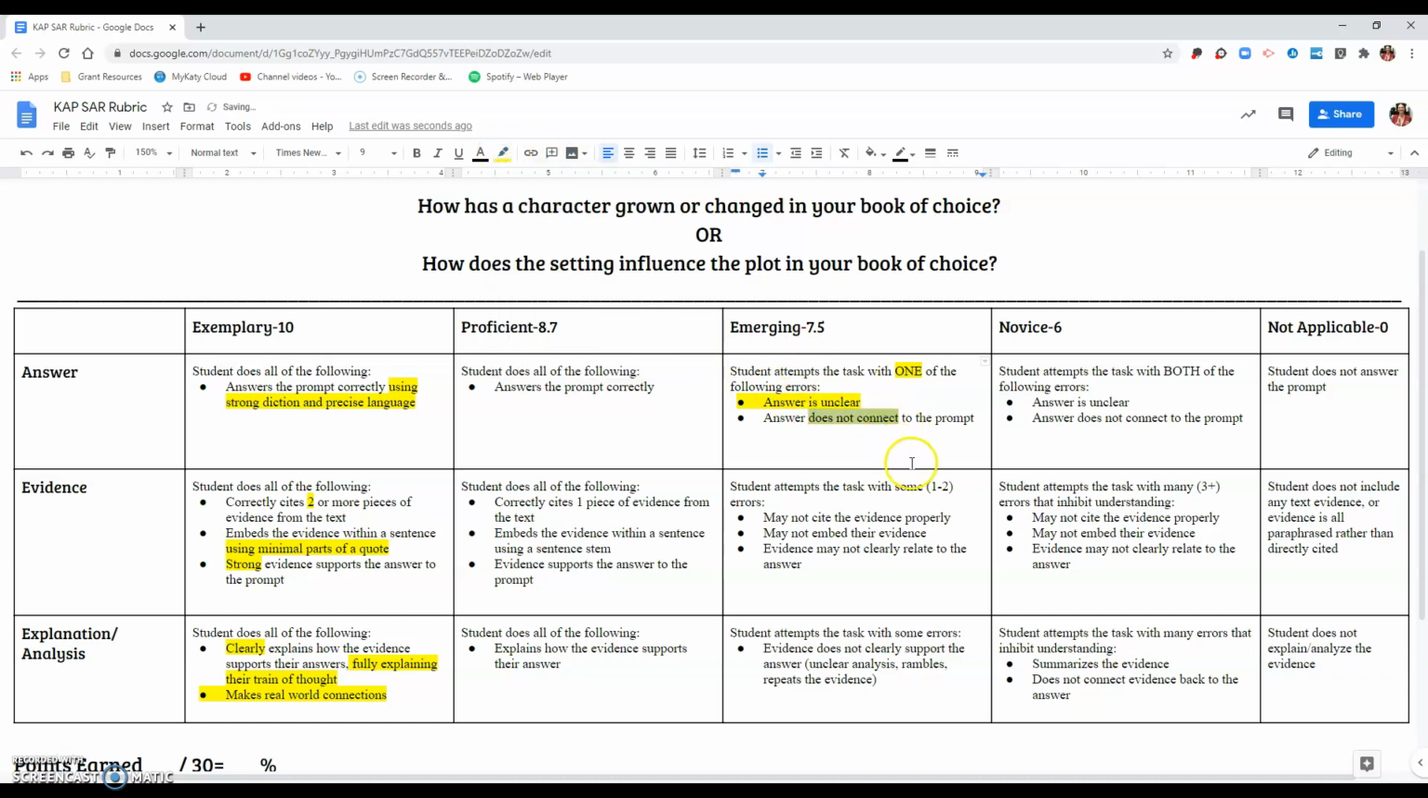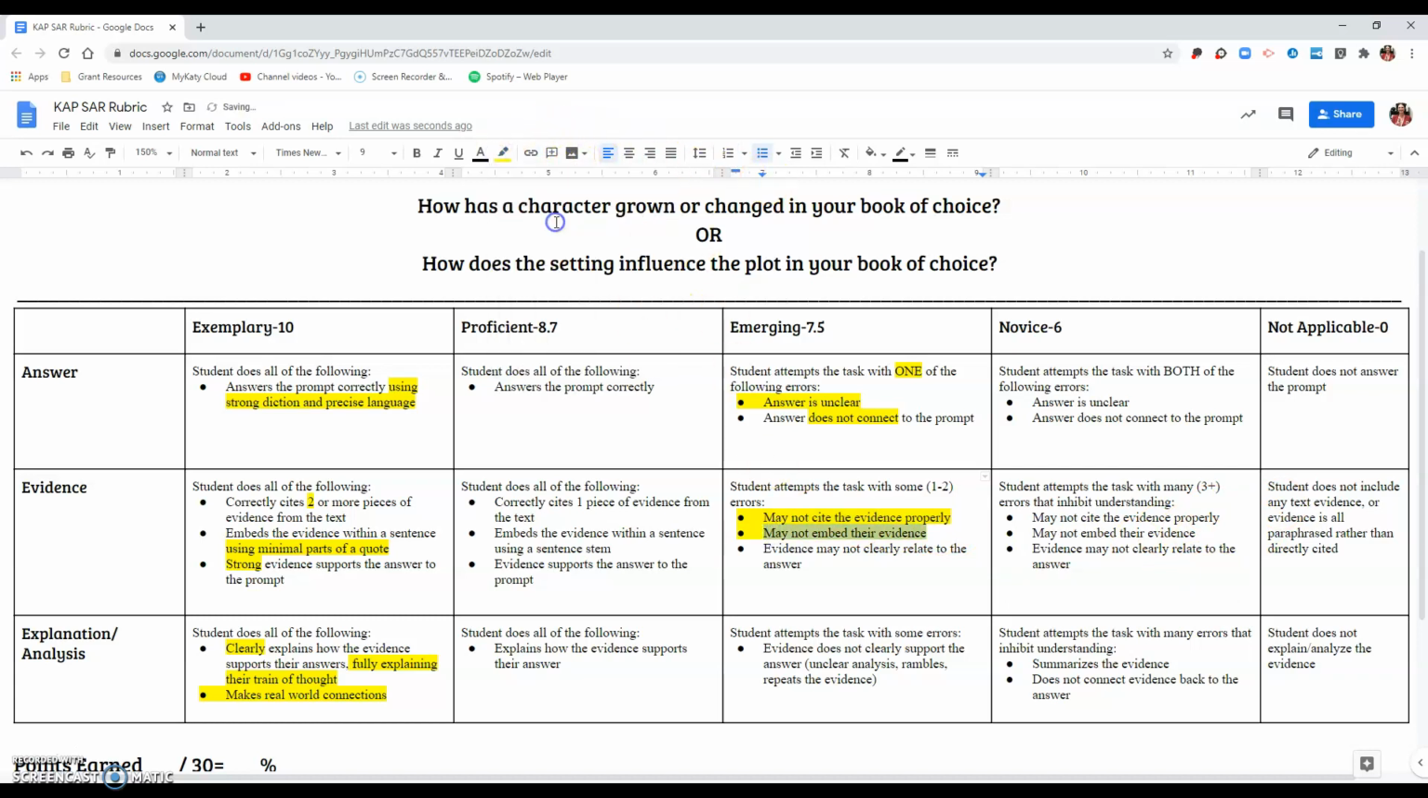Okay? Let's look at the evidence. So maybe you didn't cite the evidence properly. And in emerging, you're going to make 1 to 2 of these mistakes. So you won't make all 3 of these mistakes. You might make 1 to 2. So maybe you didn't cite the evidence properly. Maybe you didn't embed your evidence. Maybe you just kept your evidence as its own sentence. Remember, we don't want to have our evidence sitting all by itself, lonely and outside of a sentence. So we didn't embed it.